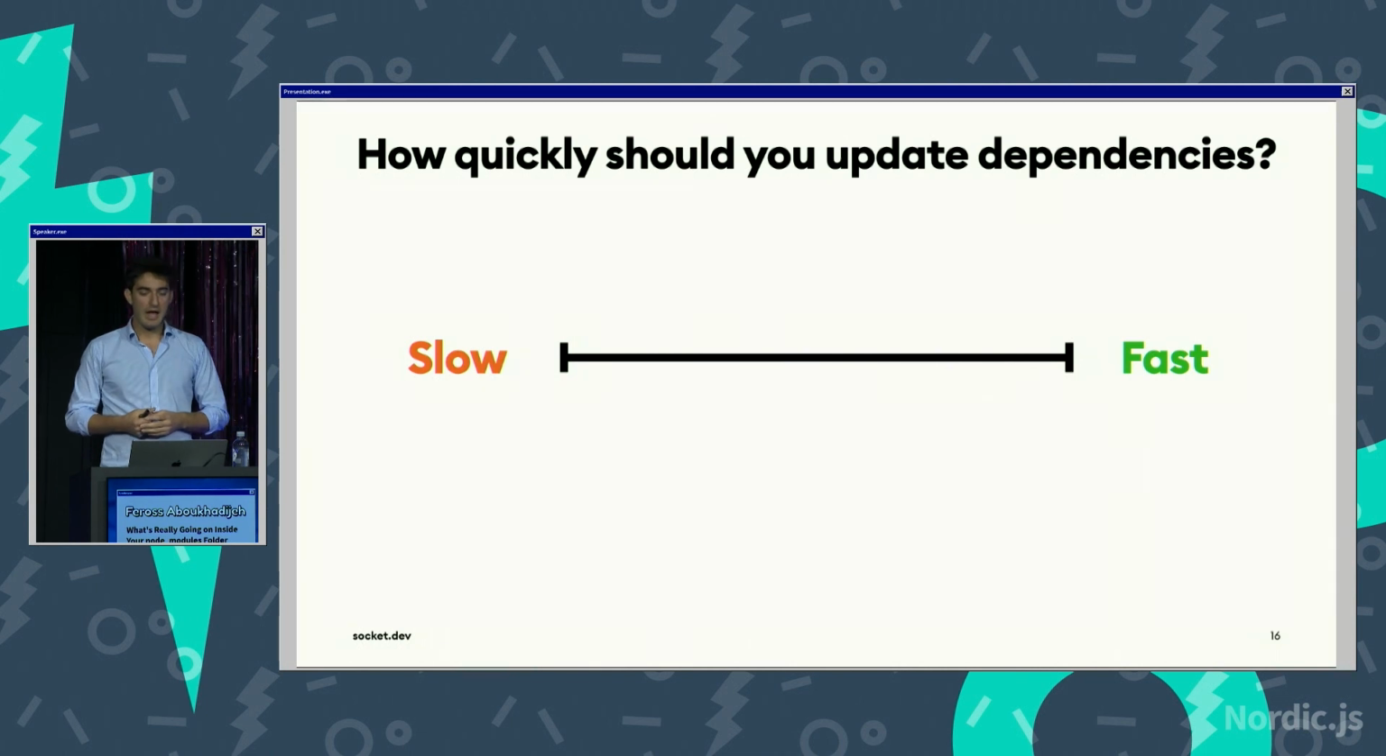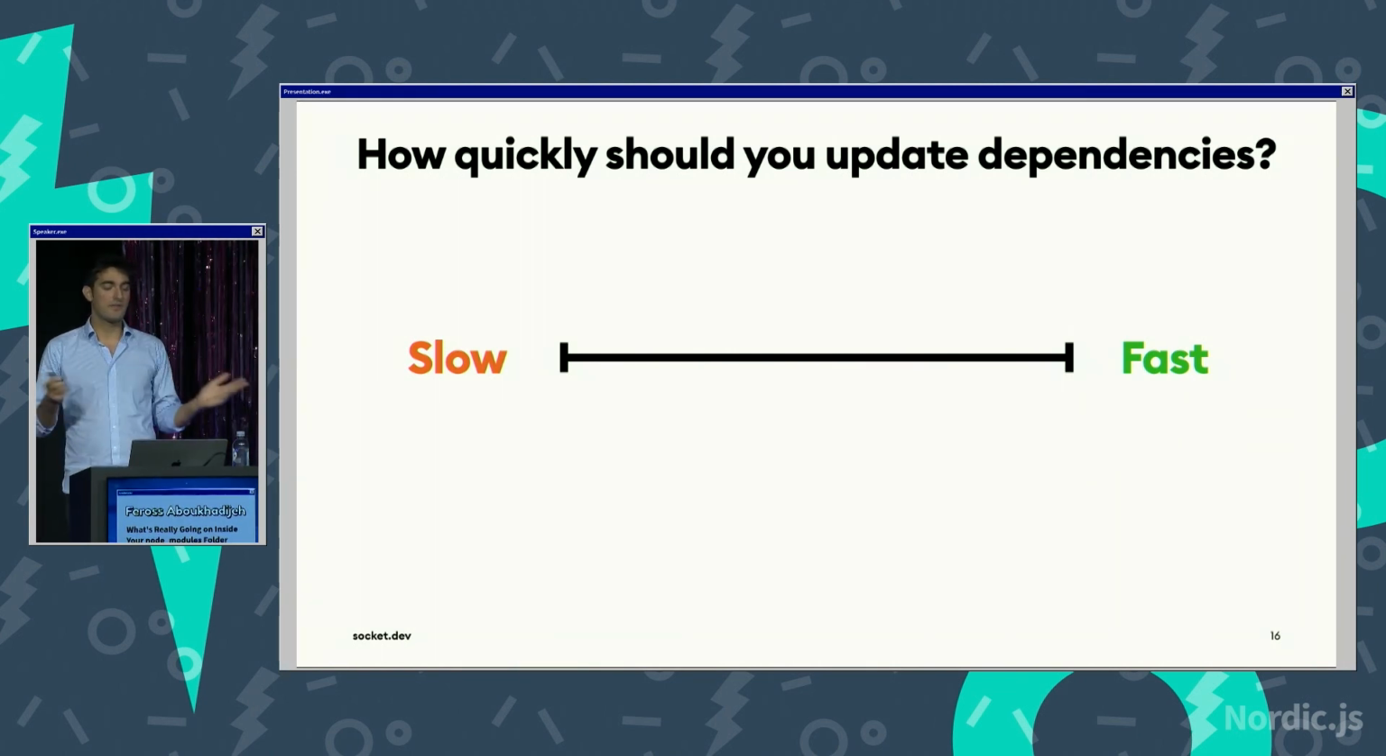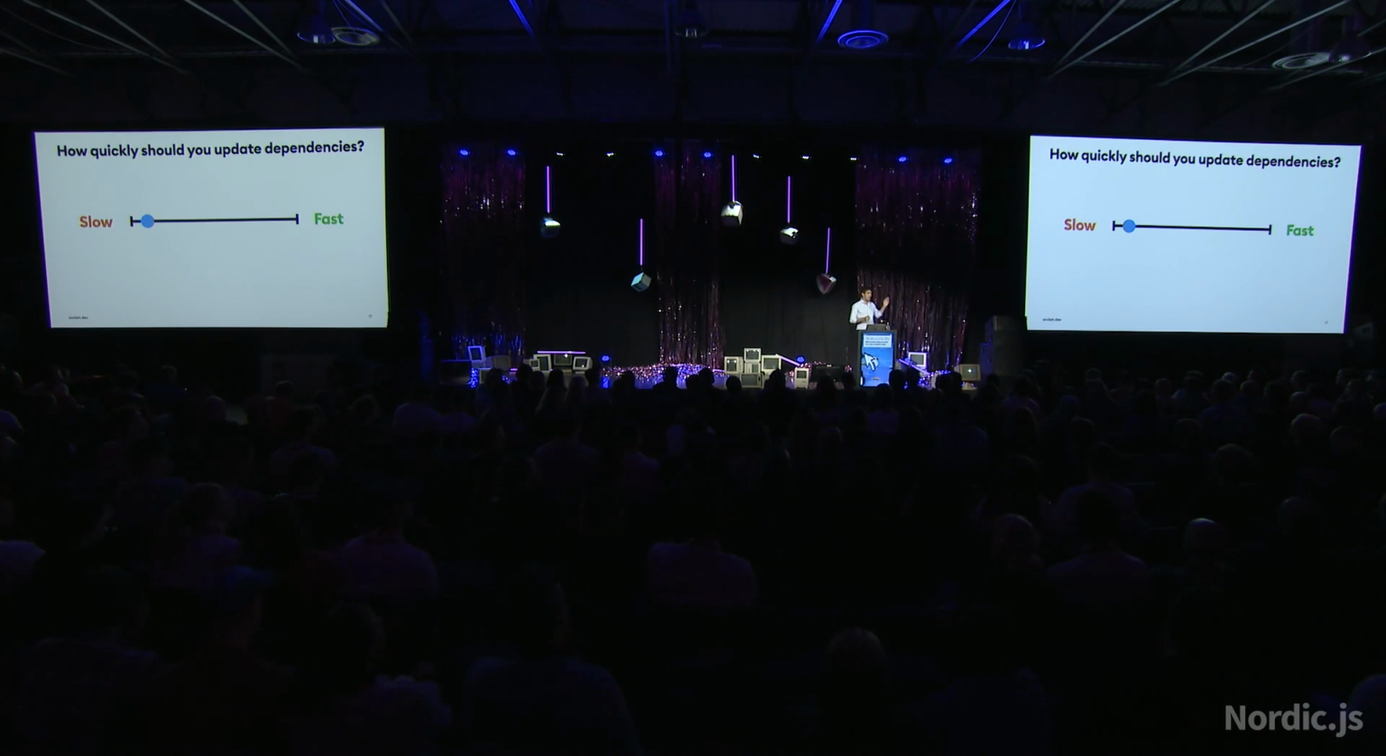So a lot of organizations struggle with this question: how quickly should you update your dependencies? If you think about this scale from slow to fast, a lot of us 5 years ago, probably were more on the slow end. Maybe 10 years ago, we were on the slow end. And we've learned as an industry that this is bad because it exposes our apps to known vulnerabilities. We don't want known vulnerabilities in our apps, so we now often use tools to try to avoid this and to update more quickly.